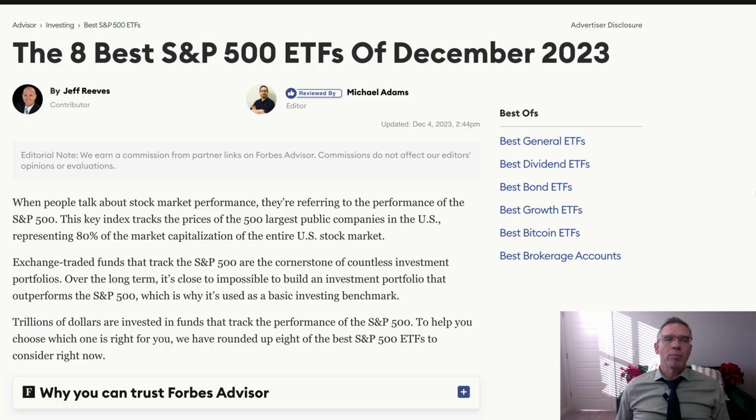I have here from Forbes.com an article that says the 8 best S&P 500 ETFs of December 2023. Now, if you're investing in an S&P 500 ETF that follows an index, the S&P 500, in general these ETFs are going to have the same holdings in the same numbers. They might not be exactly the same, but they're going to be very, very similar. So we're going to compare the expense ratios of these very similar S&P 500 ETFs.